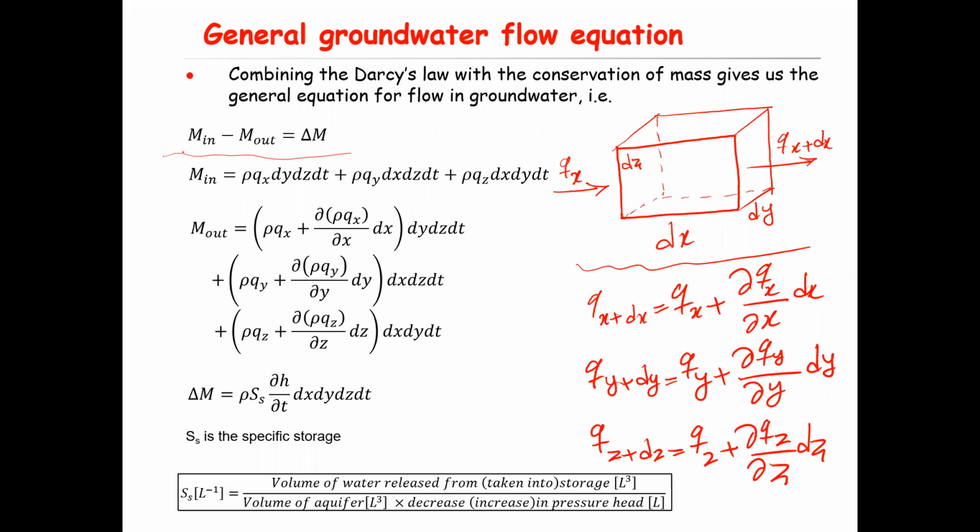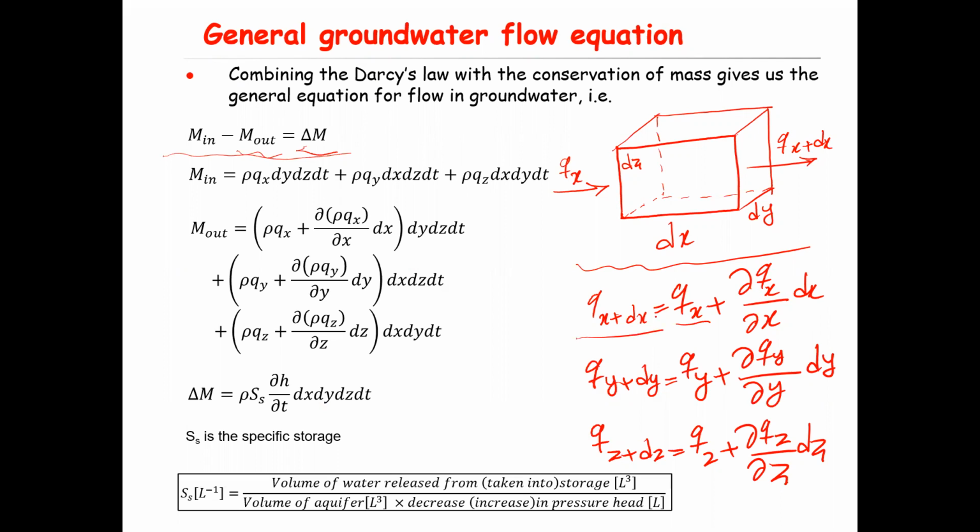Here, M in is the total mass entering this control volume, minus the total mass exiting this control volume, M out, is equal to the change in the mass in this control volume. If you represent the velocity in the x direction by qx, the velocity on this side will be equal to qx plus the derivative of qx with respect to x times dx. Let's represent that by qx plus dx.